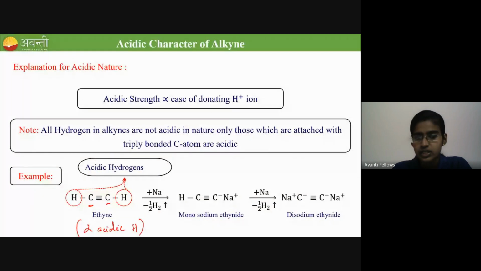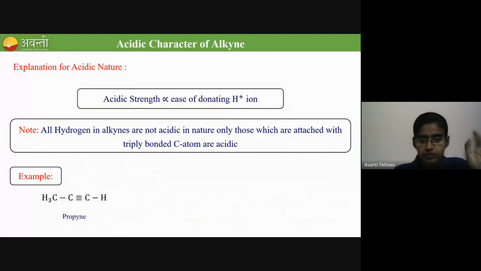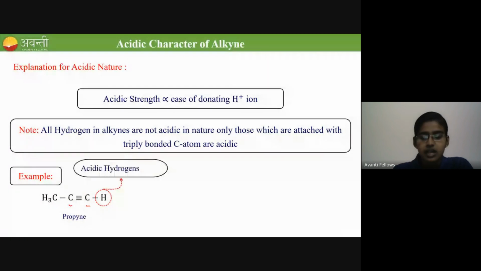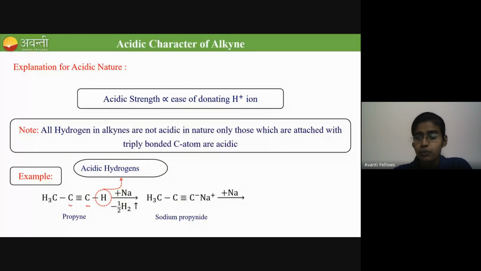Now I will take one more example for you, that is propyne. In this propyne also we have a triple bonded carbon atom, but only one hydrogen is bonded to it. So we have only one acidic hydrogen. This compound on treatment with sodium forms sodium propynide. This sodium propynide on further treatment with sodium will not result in any product.